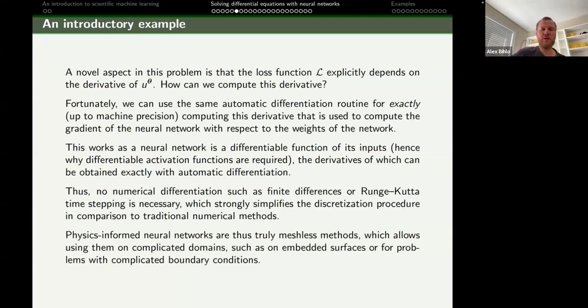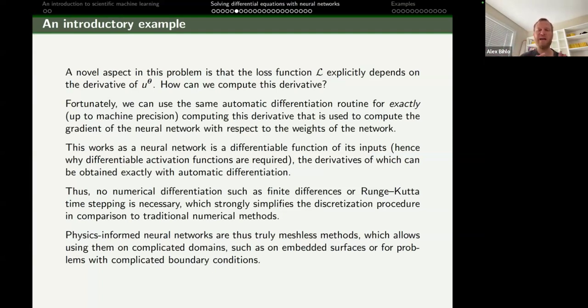Physics-informed neural networks allow you to compute derivatives in single points. That means you don't have to have any sort of topological mesh. That means this method is truly meshless. You don't need a mesh, you just need a bunch of points. I'll talk about this. But one positive side effect of this is that you can use them readily on complicated domains like embedded surfaces.